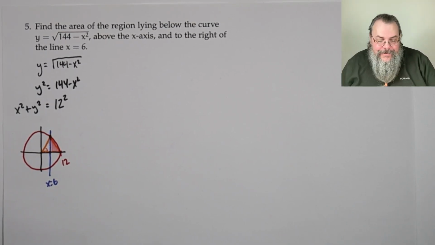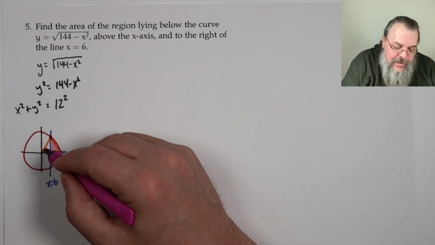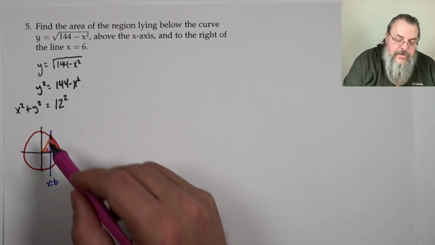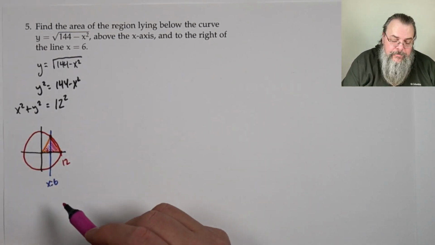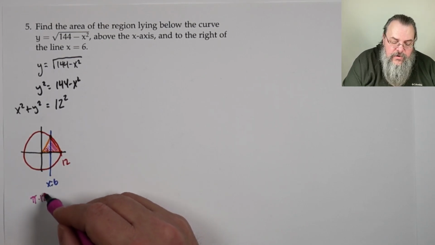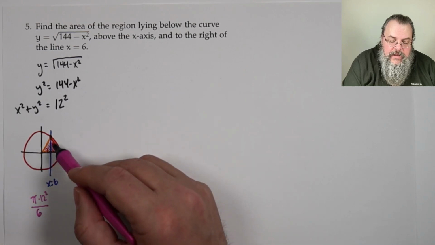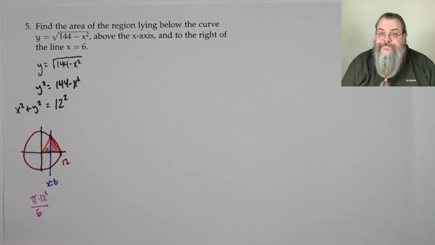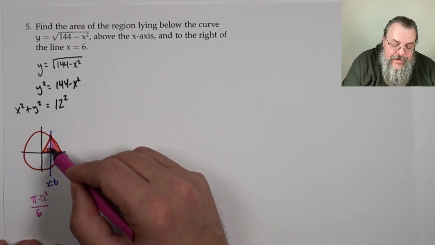Okay, now here's the fun part. Let's imagine you cut out a wedge. In other words, you cut this circle into 6 equal pieces. Now, the area of a whole circle is pi r squared, but we're going to divide that into 6 equal pieces. That's the area of this wedge that's been cut out.